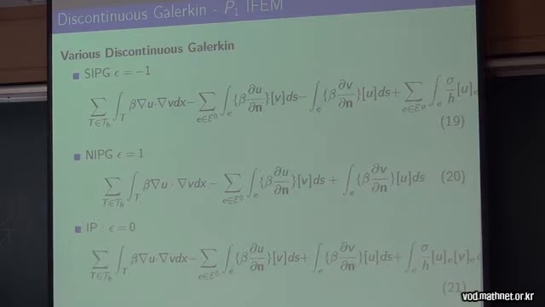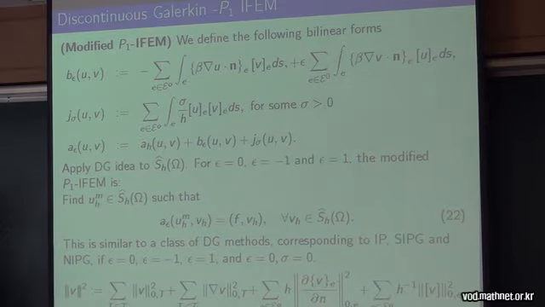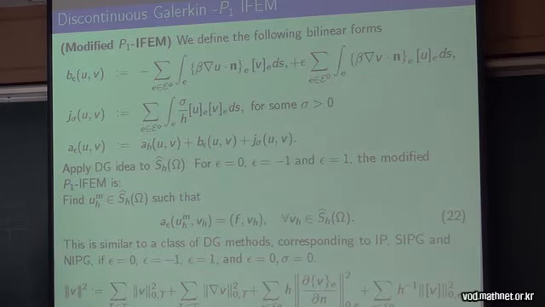Now I want to combine this into their original IFM, and propose a new one, call it modified IFM. Names are a little confusing. So look at the general form A(U,V) equals F(V).